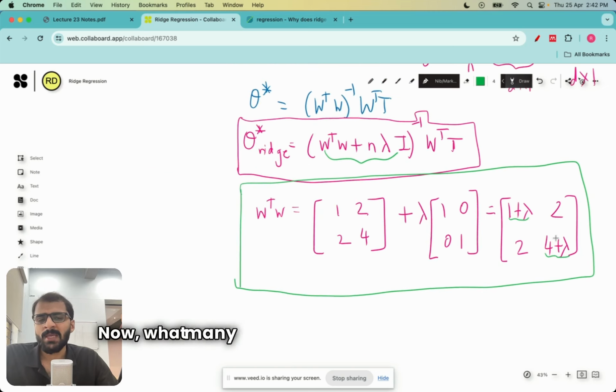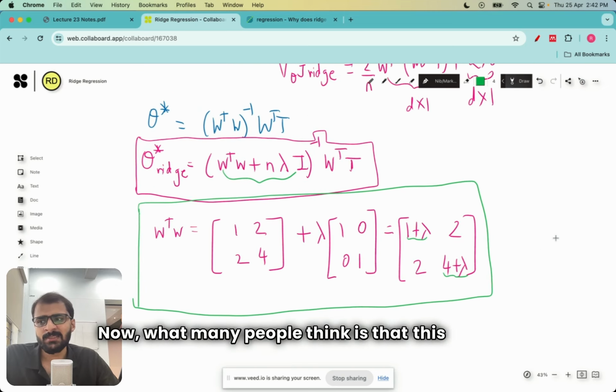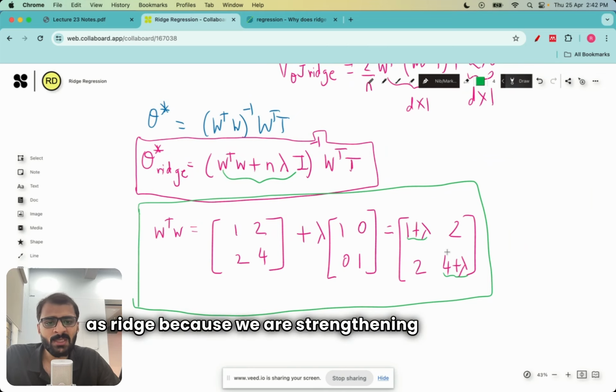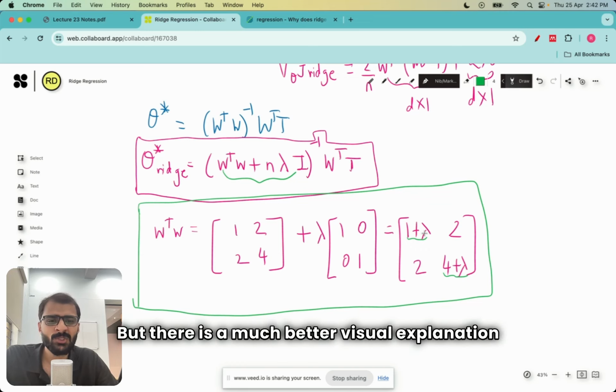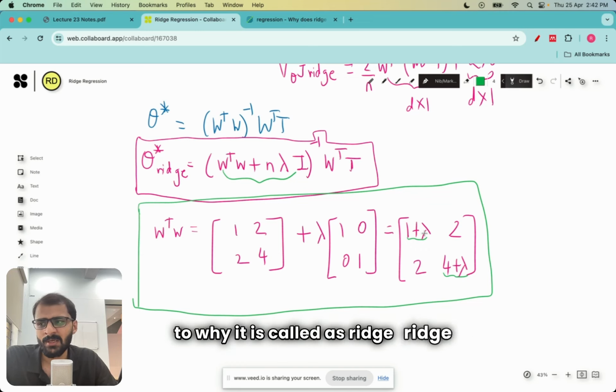Now, what many people think is that this is called ridge because we are strengthening the diagonal terms. And in a way, it's good to think like that. But there is a much better visual explanation to why it is called the ridge regression formula in the first place.